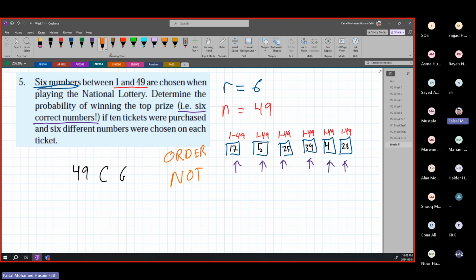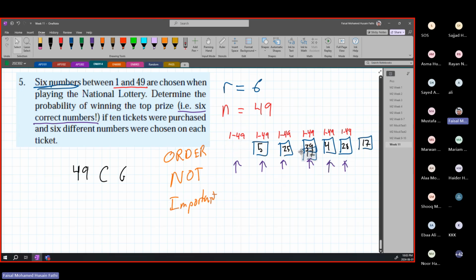Again, I will repeat. In the question, it says 6 correct numbers. It didn't say 6 correct numbers in a specific order. It just said that it has to be a correct number. For this, 17 could be at the end, it could be in the middle, it could be somewhere else, and it will be a correct number. So the order of how these are selected does not matter. That is why we are using 49C6. But we did not finish the question.